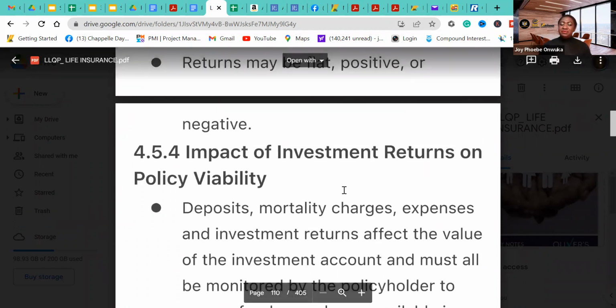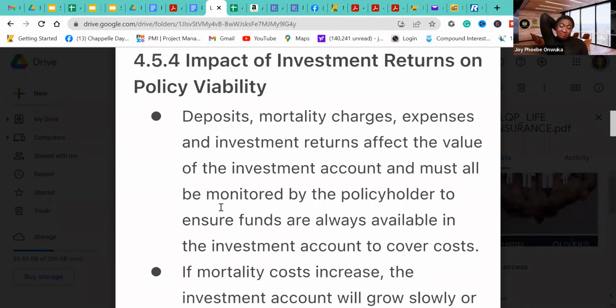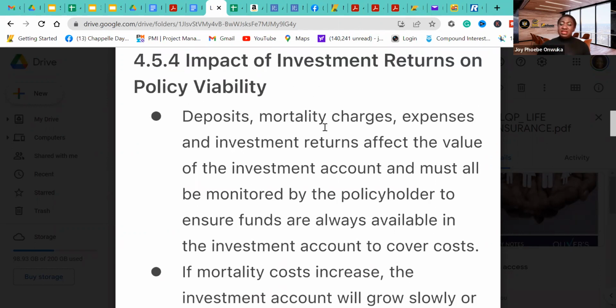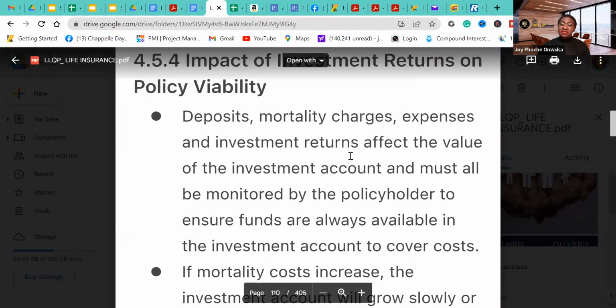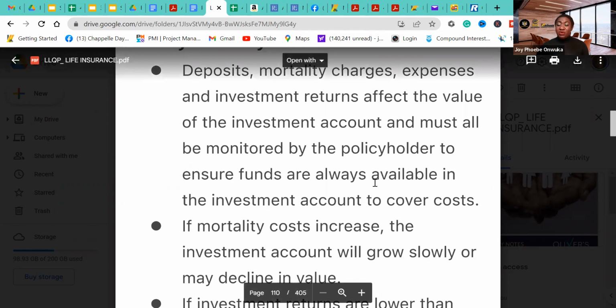Impacts of investment returns on policy viability. So what is the impact? I think we've looked at that. This came up somewhere, but in passing, but now we're going to see the detailed impact of investment return on policy viability. Deposits, mortality charges, expenses, and investment returns affect the value of the investment account and must all be monitored by the policyholder to ensure funds are always available in the investment account to cover costs.